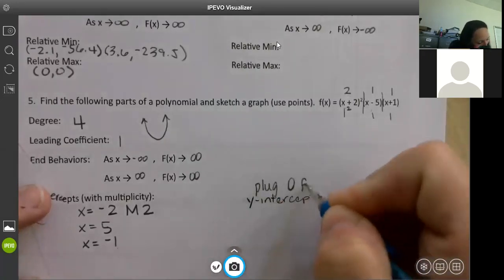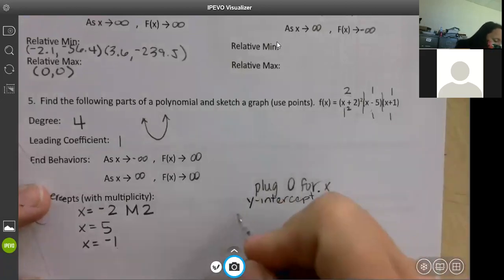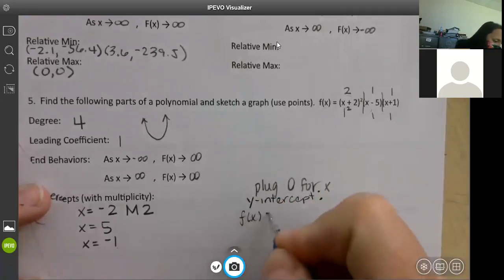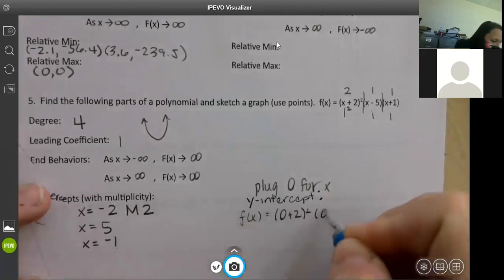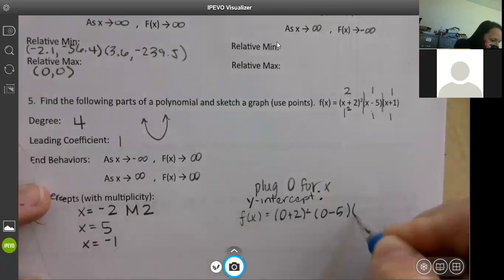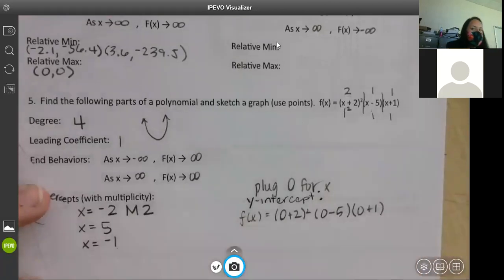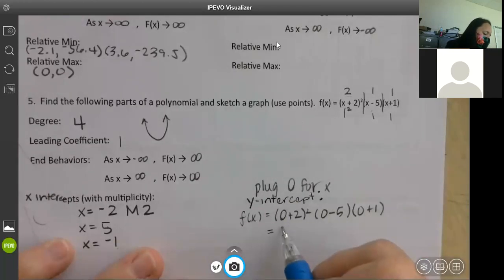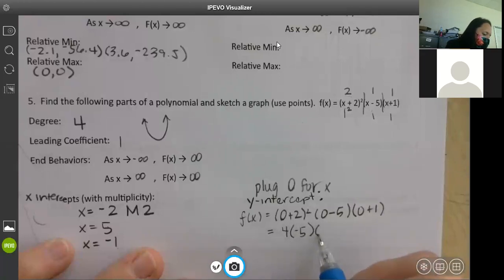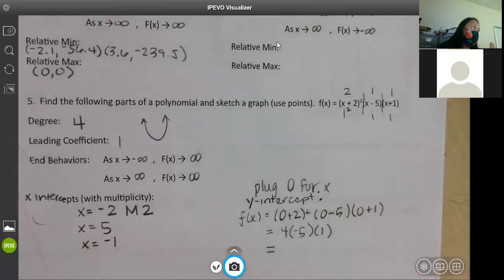Plug 0 for x. So 0 plus 2 squared, 0 minus 5, and 0 plus 1. What is 0 plus 2? Squared is 4. 0 minus 5 is negative 5. 0 plus 1 is 1. I know those are hard ones.